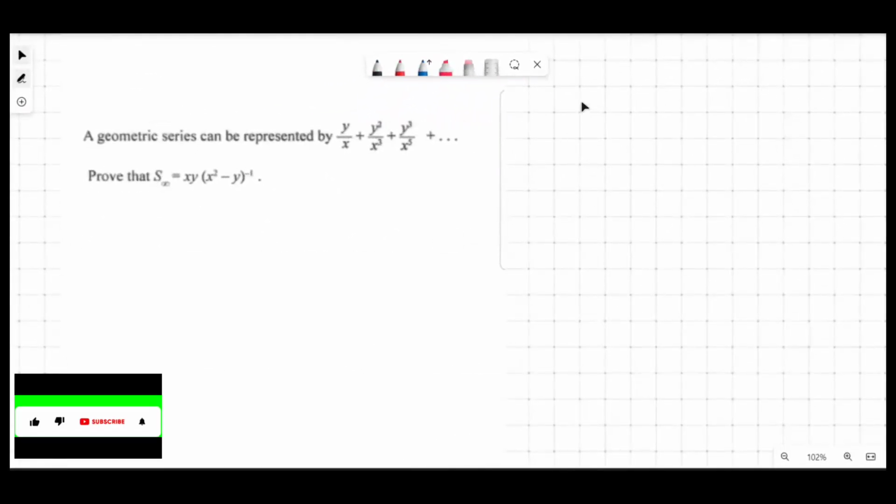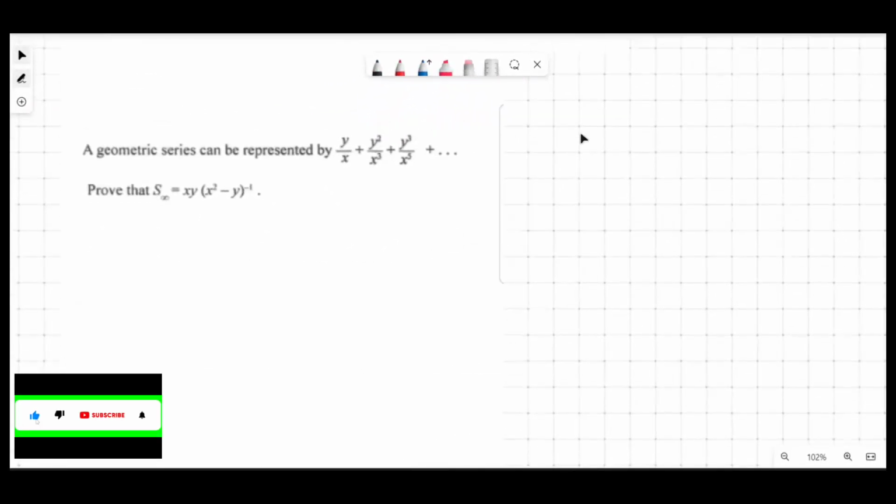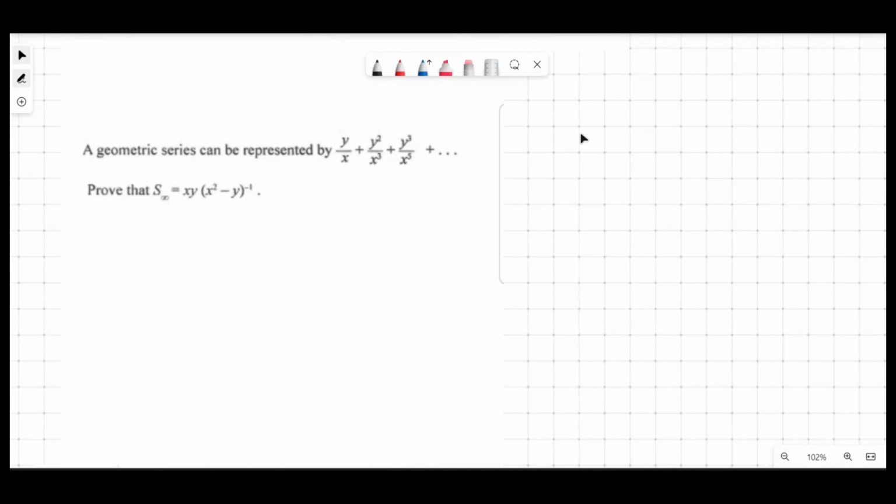All right, so this one comes under sequence. It says a geometric series can be expressed by y over x plus y squared over x cubed plus y to the third over x to the fifth, and so on. Prove. So now they're saying, hey, can you prove this? That the sum to infinity is that.